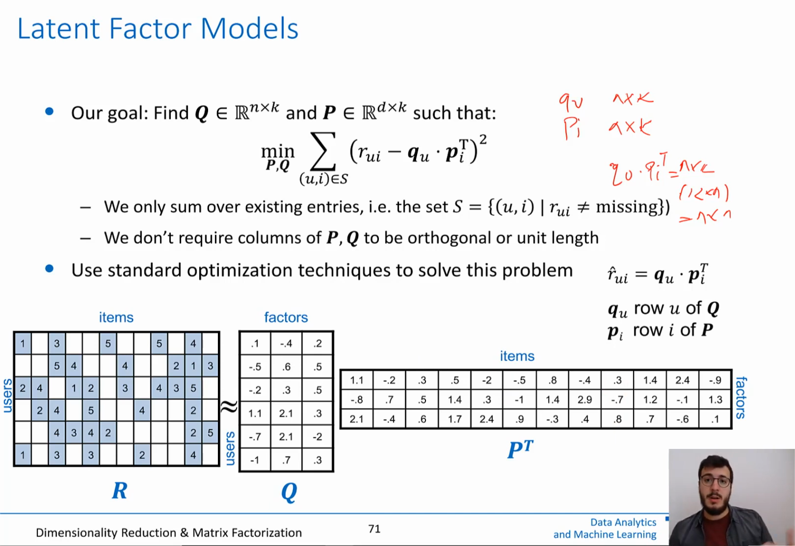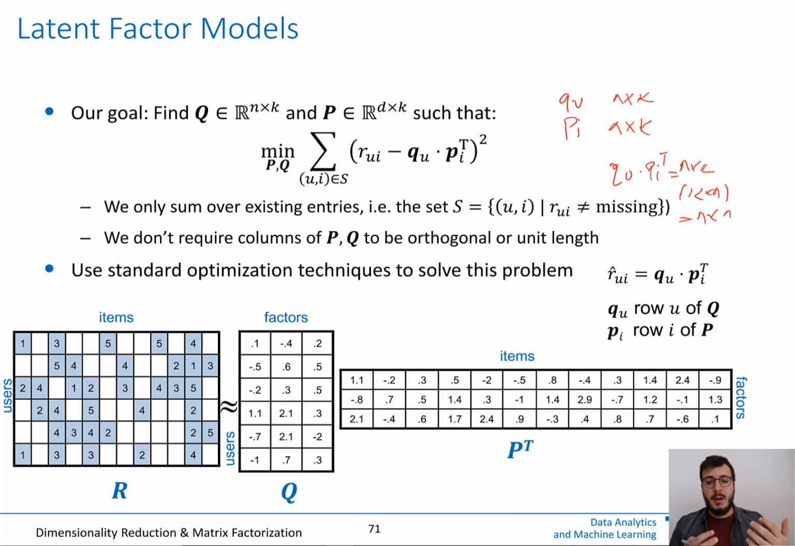And to do prediction for user U and item I, basically we take the latent factor of the user, Qu, we take the latent factor of the item, Pi, take the dot product, and this gives us a scalar. So this is then the prediction for user U and item I.